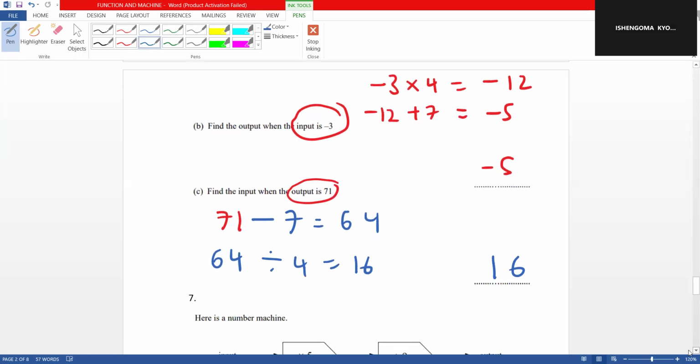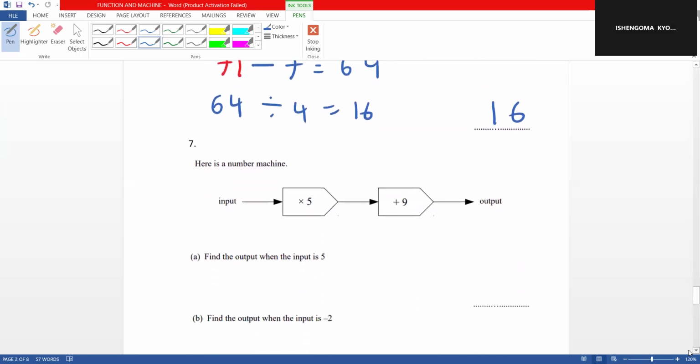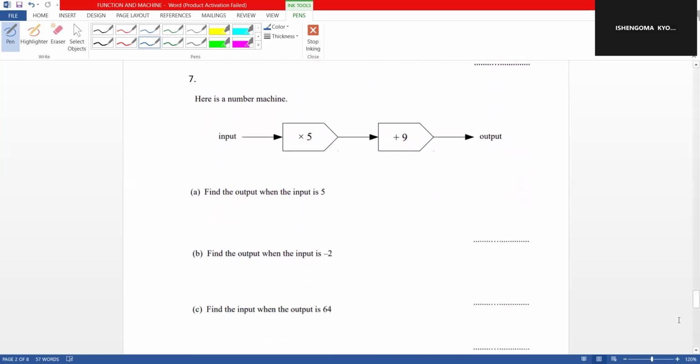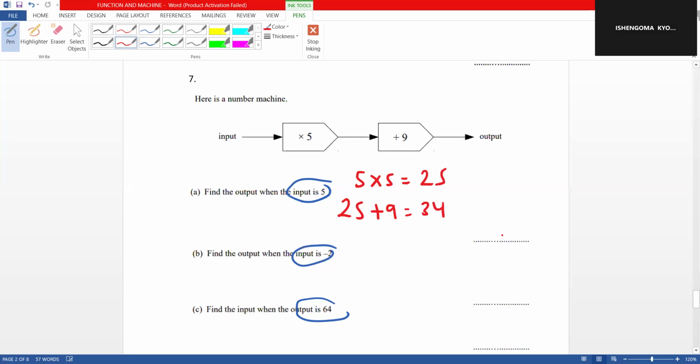Let's go to example 7. We have 3 questions. First question, input given. Second question, input given. And the third question, output given. Right. So when I'm given input 5, I multiply by 5, I get 25. Then the 25, I will plus 9, and I'll get 30. So my output will be that.